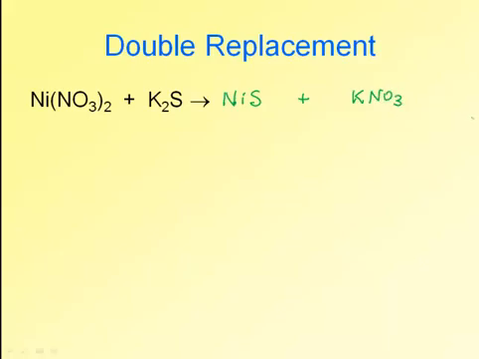Make the compound KNO3. This one's easy to balance. All you need is a 2 in front of your KNO3.